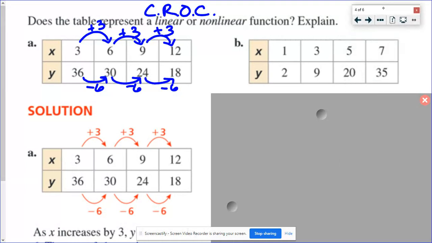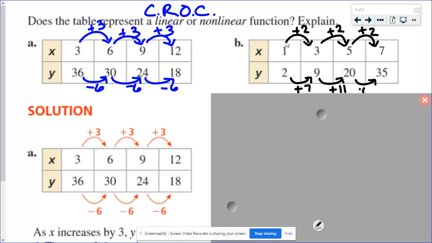In B, I can look at this and we can say I'm going to add 2, add 2, add 2. Usually the x's are in a pattern, not always, but almost always they are. The y's, here I'm going to add 7, and then I'm going to add 11. Now, right away, I can see this is not a constant rate of change. I can continue. I can say, oh, that's adding 15.